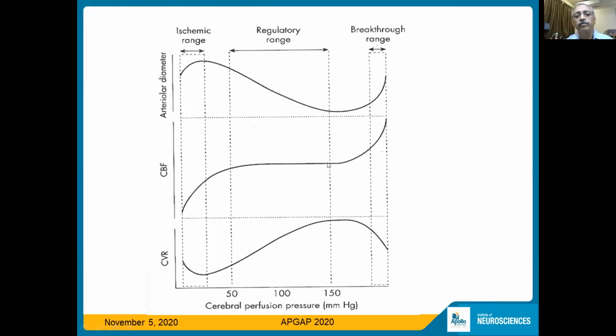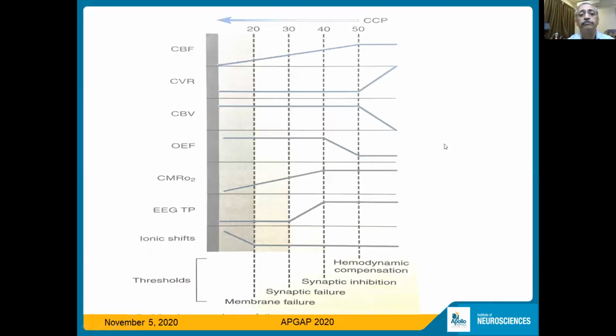And the same thing happens beyond the autoregulated range. There's no further constriction of the vessels, and it becomes completely pressure passive, and there is what we call the breakthrough range. In the ischemic range, the pressure reduces, the dilatation is maximal at this point, and there's no further reduction in the CVR, and thus in the ischemic range it becomes passive. As the pressure drops, there's a further drop in the flow and it causes ischemia.